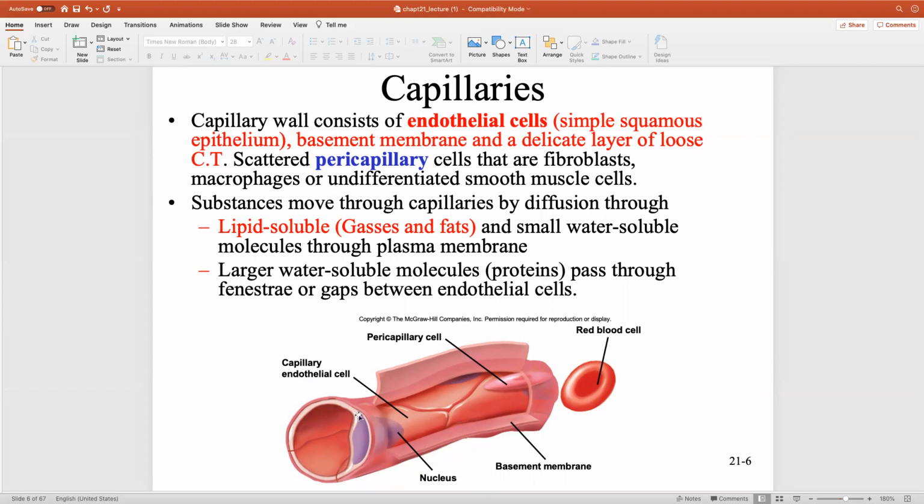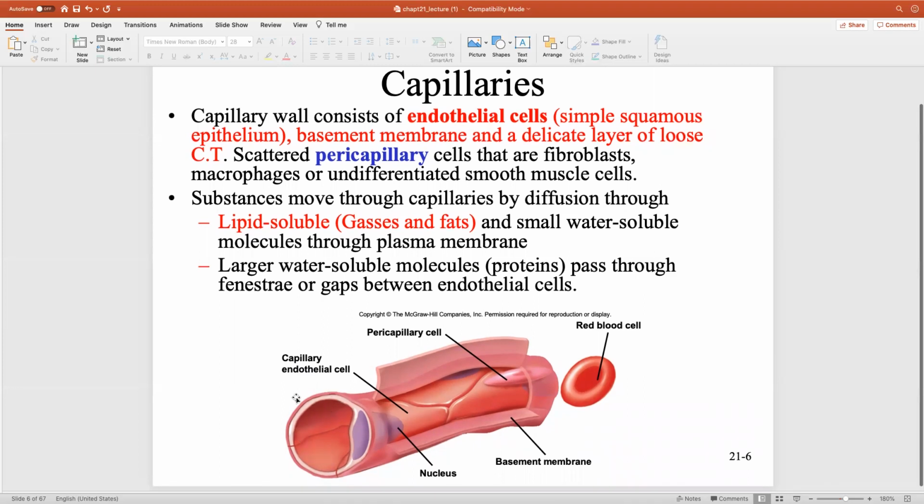So the thinner the cell is, the greater ease for oxygen to diffuse out, the greater ease for carbon dioxide to go from the tissue cells into the bloodstream and into the red blood cells, or it can get converted to bicarbonate, which we'll talk about later on. So keep in mind, the big thing is the walls of the capillary are thin, basically one layer of simple squamous epithelial cells.